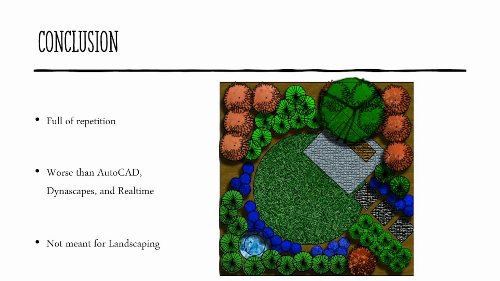Honestly, I didn't enjoy using Photoshop to design a landscape as it was full of repetition that seemed like more work than I needed to be doing if I was on another application. AutoCAD, Dynascapes, and Realtime are all better for landscaping in my opinion, and they're much more simplistic. My personal favorite is Realtime, but Photoshop can definitely be used to landscape. It's just a little unorthodox because it isn't meant for landscaping in the first place.